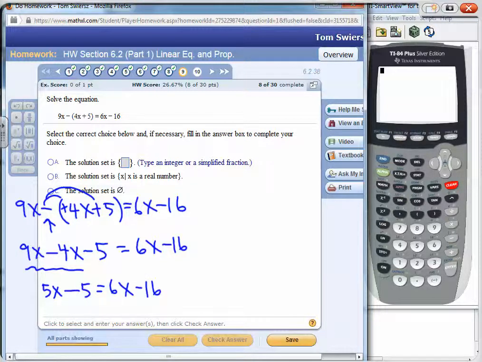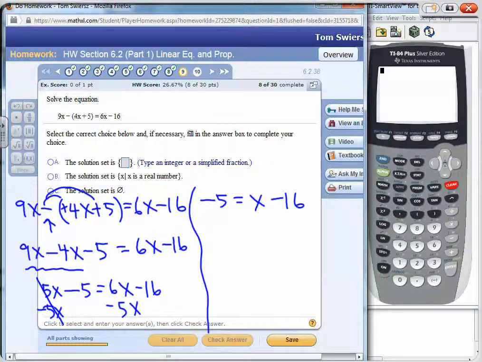What you would do now, if you want to get rid of the 5x on the left side, is subtract 5x from both sides. These cancel here. What remains on the left side is 0 minus 5, so be careful. You get a negative 5. Don't lose that negative sign. 6x minus 5x is just 1x, or usually we can just write x, minus 16. So now what do we need?